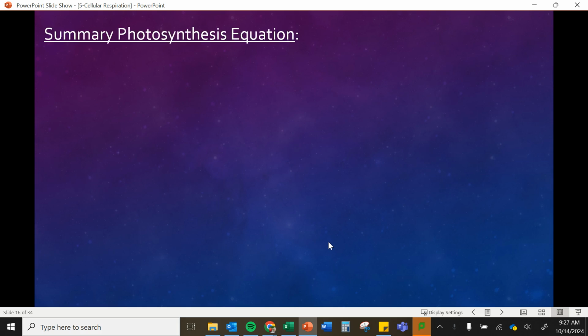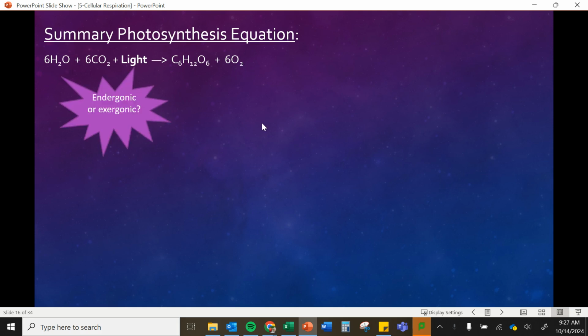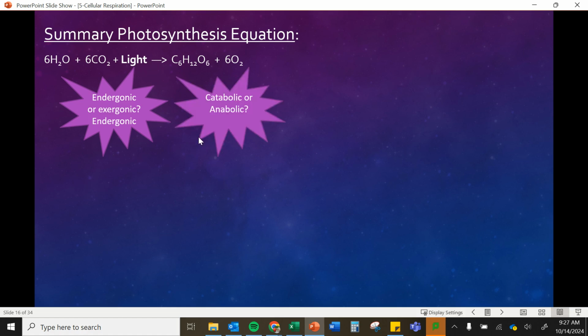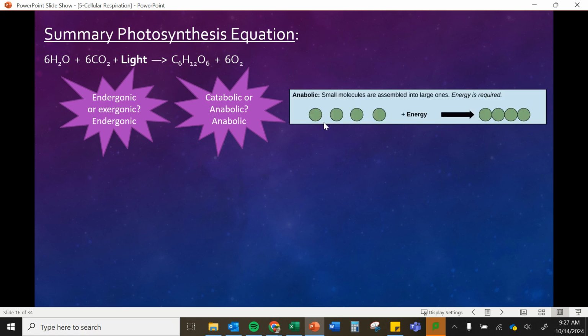Okay, so the summary photosynthesis equation was this, and we should know this from photosynthesis and think about, is this going to be endergonic or exergonic? So we should know it's endergonic because it's getting energy from the sun, so energy is going into the equation. And is it catabolic or anabolic? It's anabolic because it is creating something, it's building that glucose molecule.